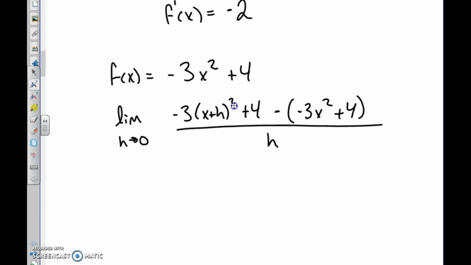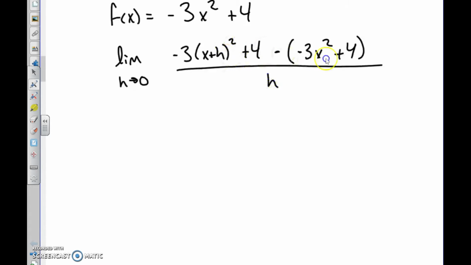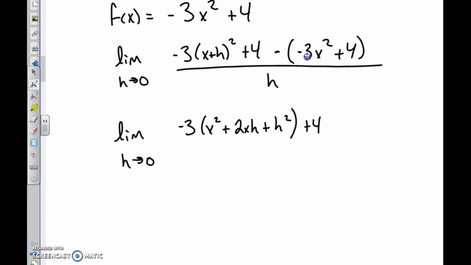So now, our next step, since we still have that h on the bottom and it's not in every term, is to go ahead and simplify this or distribute out whatever needs distributed out. So we haven't evaluated the limit, so make sure you're still writing the limit as h approaches 0 out front. So now I can fix this. This would be negative 3. And to fix (x plus h) squared, that would just be x squared plus 2xh plus h squared. And then we still have our plus 4. I'm going to go ahead and distribute that negative to everything, so that becomes plus 3x squared. And then we get a minus 4 all over h.